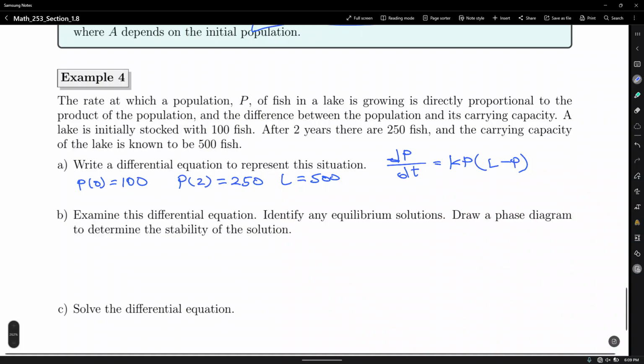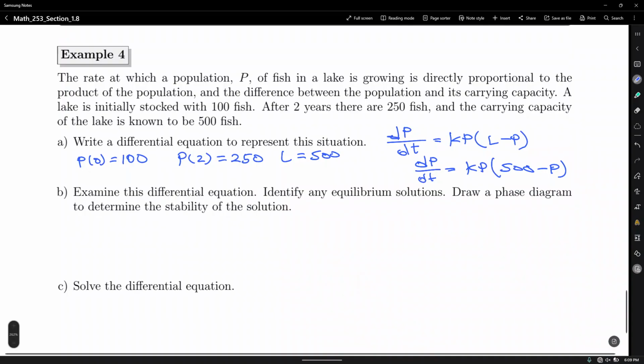Putting in numbers, dP/dt equals kP times 500 minus P. In this case, P is the variable. That's the population size of the fish. But L is 500. So that's the differential equation for the situation.